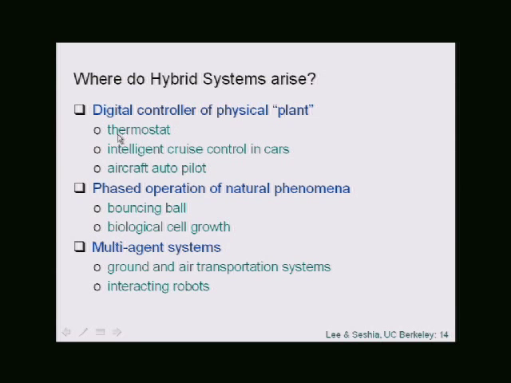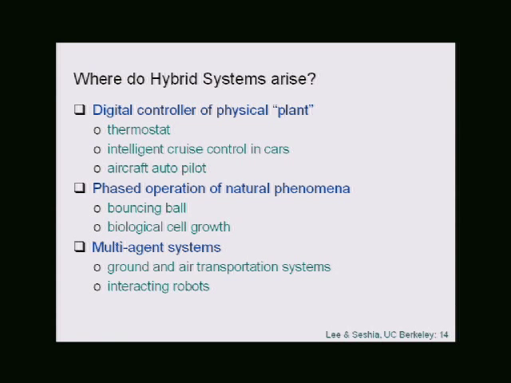There are subsystems in cars, like the intelligent cruise control, that's a hybrid system. The autopilot in a plane, that's a hybrid system because you have a digital software and digital computer component that's controlling the plane's climb and the rudder and so forth. Okay. So this is an obvious place where hybrid systems arise.